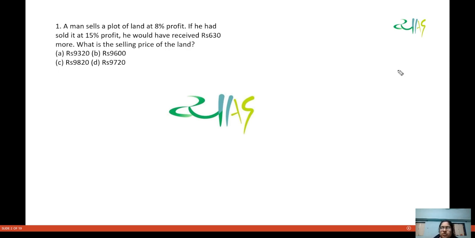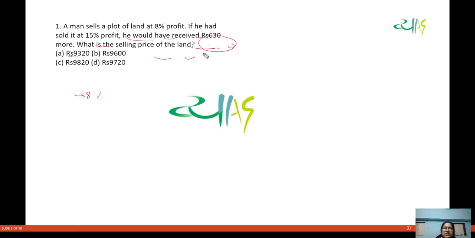So, for example, look at this question. What this is saying: a man sells a plot of land at 8% profit. If he had sold it at 15% profit, he would have received rupees 630 more. What is the selling price of land?